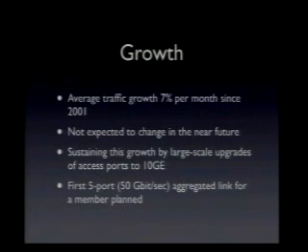Our members have been managing this growth, supported this growth by massively upgrading to 10 gig over the past 2-3 years. In fact, there's one member who will be connecting with a 5-port 10 gig aggregated link, so 50 gigabits per second. They will be able to send to exchange point members.